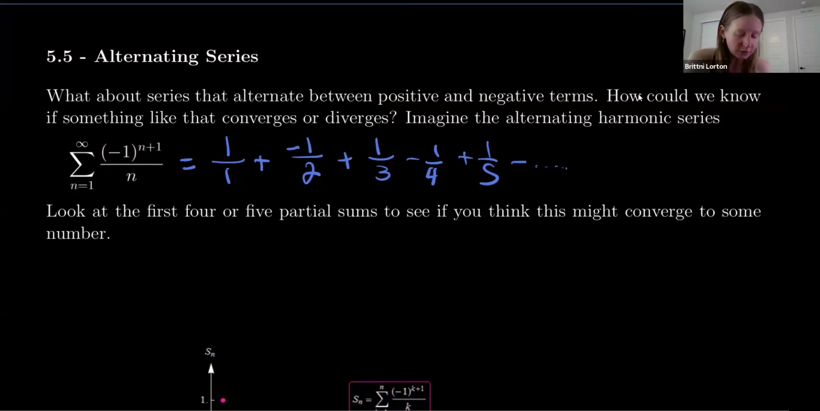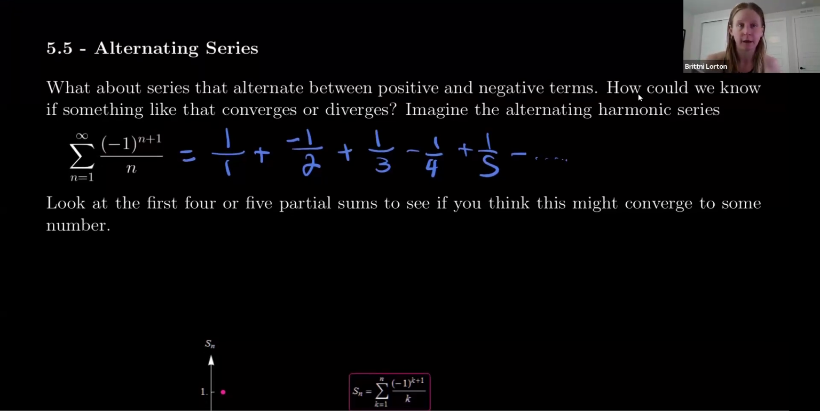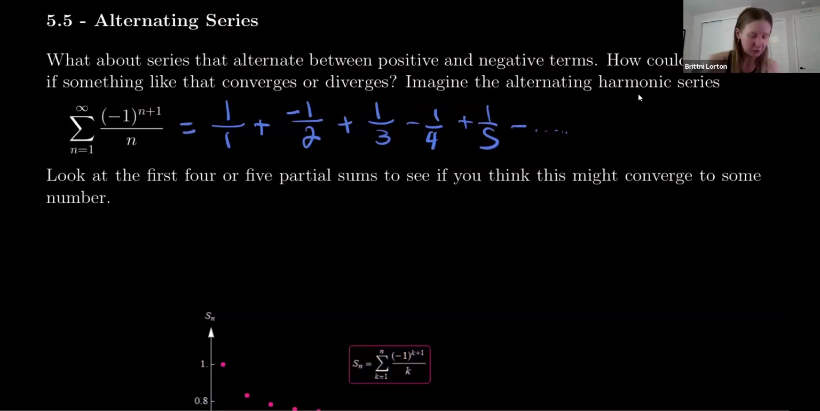Now, without the alternating, when this was just a +1 on top, that was the harmonic series, which we know diverges, and we used the integral test to prove that the regular harmonic series diverged. So now let's look at the alternating harmonic series partial sums, at least the first few.